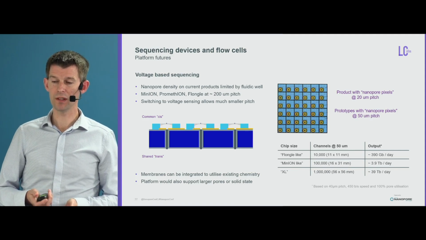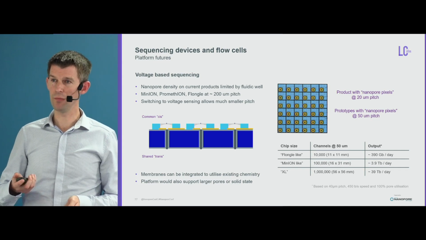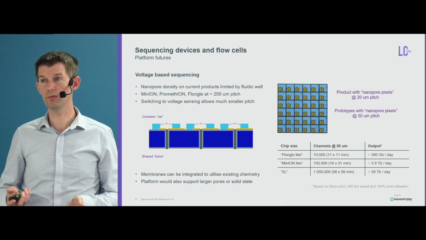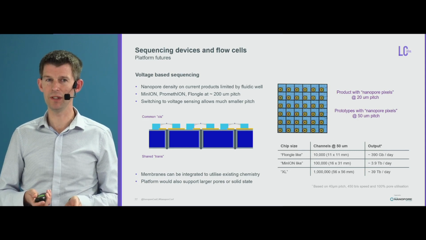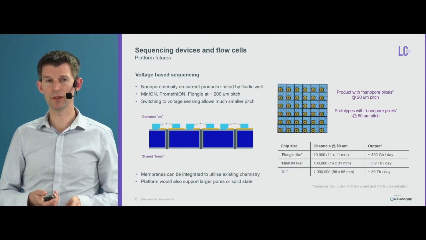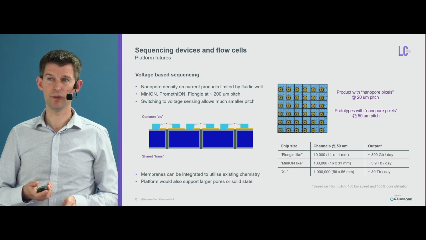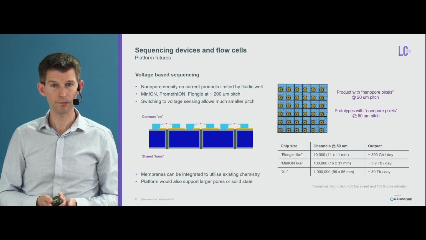And we think that by changing the way we measure the nanopore signal, we can go from the current approximately 200 micron pitch down to about a 20 micron pitch. So that's a big improvement in packing density. And we do that by changing from a current-based measurement to a voltage-based measurement. So we're using a voltage divider to measure the same property of the nanopore, but in a different way.